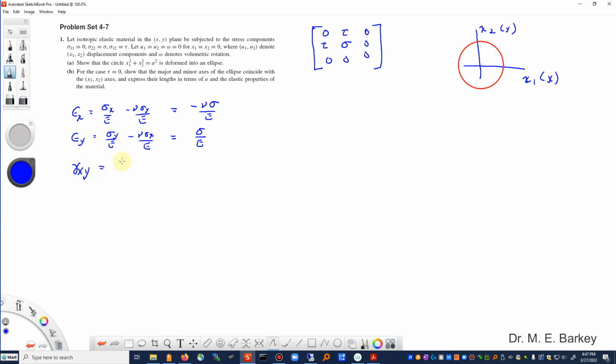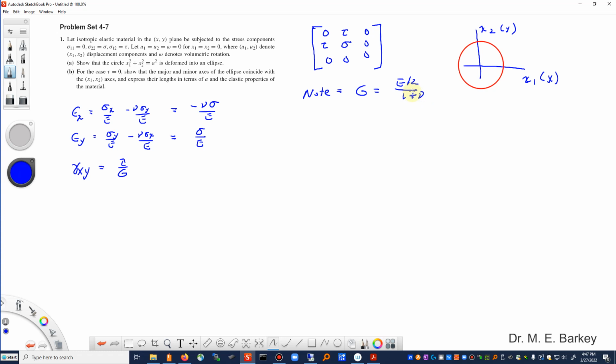Gamma xy is equal to tau divided by G. If we want to, we can note that our shear modulus G for an isotropic material is equal to E over 2 times 1 plus nu. For this, I think it's going to be simpler to just leave it as G, and if we need it later on, we can make that substitution.